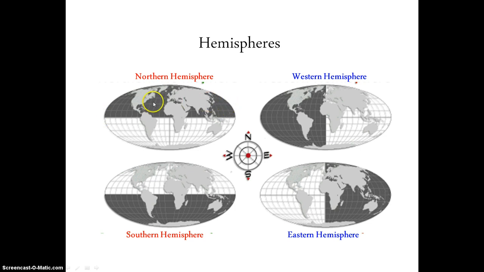The top half of the earth is called the northern hemisphere. The bottom half is the southern hemisphere. We also talked about the prime meridian, which is our 0 degrees longitude line, which divides the earth into the western hemisphere and the eastern hemisphere.